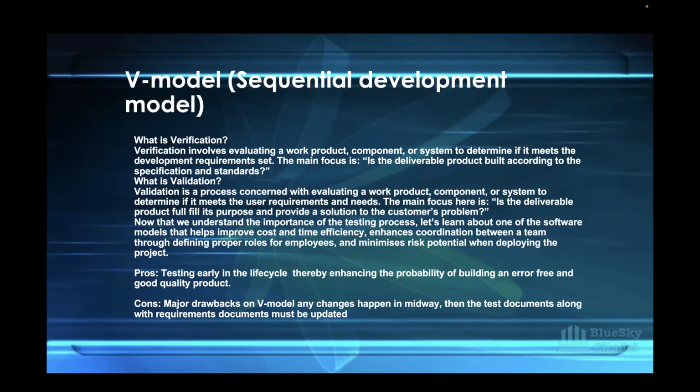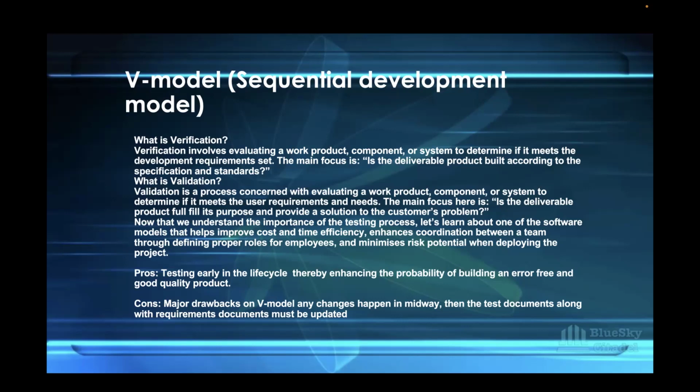Once you finish a phase, it will be reviewed. Once your test lead or test manager says, yeah, what you have done at this stage is good, you are good to go. That means normally there shouldn't be any error, but sometimes errors can still occur. One of the advantages is testing early in the life cycle, thereby enhancing the probability of building an error-free and good quality product. It focuses on verification and validation to ensure that the final product meets design specifications and user requirements.